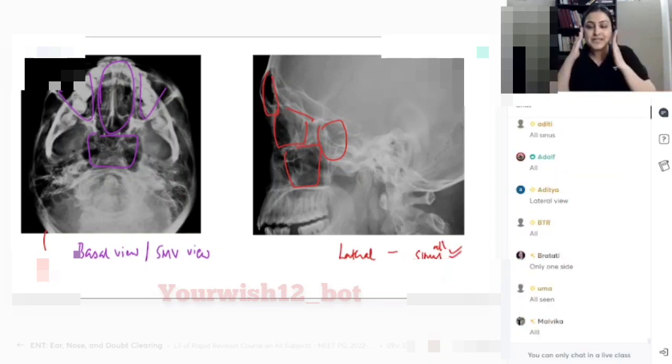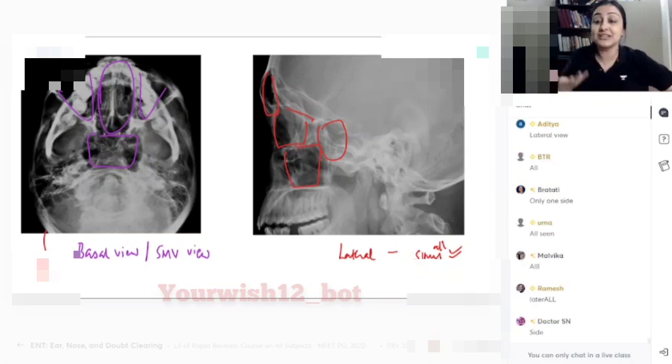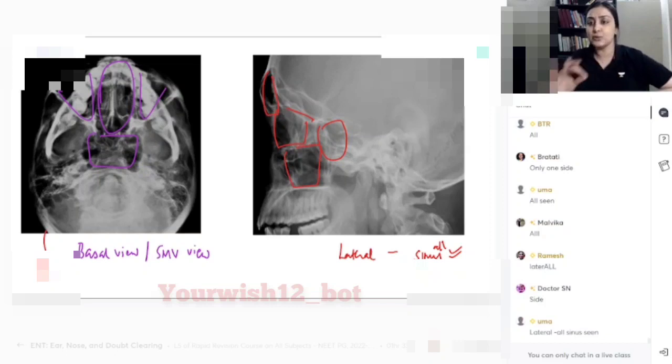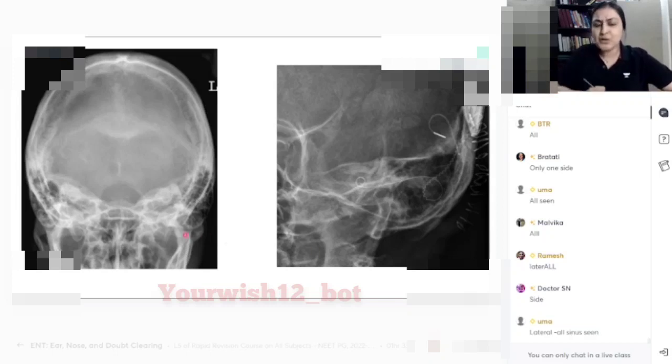Yes, but the problem is there is overlap. Right and left will overlap, right? So we cannot distinguish whether the problem is on the right or the left, but this is the only view. If they ask which view shows all sinuses, it's the lateral view. All right? Okay. What is this view?